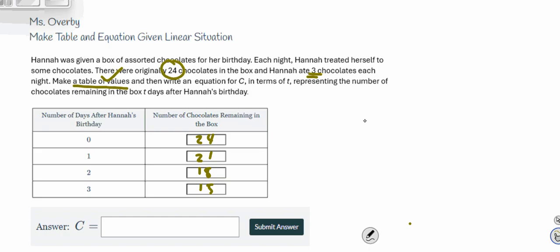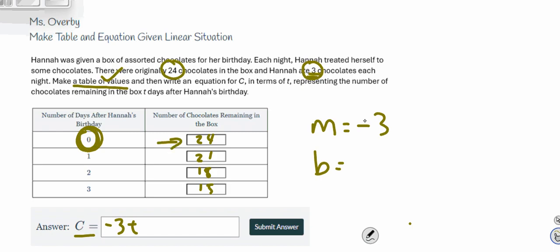Then write an equation for c in terms of t. So normally we used to do y and x, but it's okay, we can use c and t. So they already wrote down the c equals. Now we have to know the slope. So the slope, the rate of change, is not 3, it's actually -3 because she takes 3, right? 3 are gone. So we're going to have the -3, and instead of writing an x, we're going to write a t. And then the y-intercept, in the beginning, how many did she have? Well, in the beginning, she had 24. So our y-intercept is 24, and then we'll hit submit, and we'll get that right.